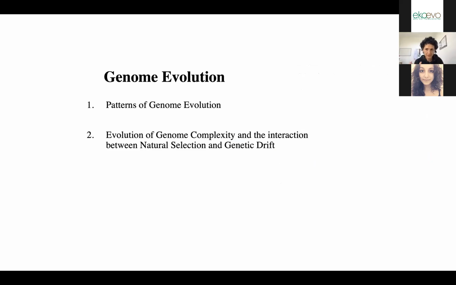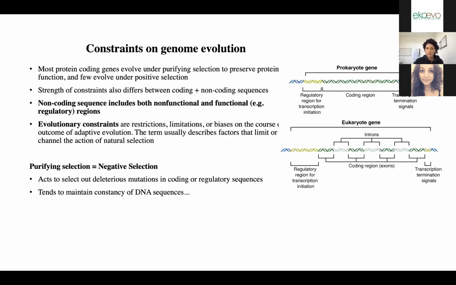I am giving a small, very short example from each part, okay? Here I'm going to give information about genome evolution: patterns of genome evolution, the evolution of genome complexity, and the interaction between natural selection and genetic drift. In genome evolution, first of all, there are many constraints on genome evolution. Which part of the genome is affected by which constraint? I'm going to give brief information.